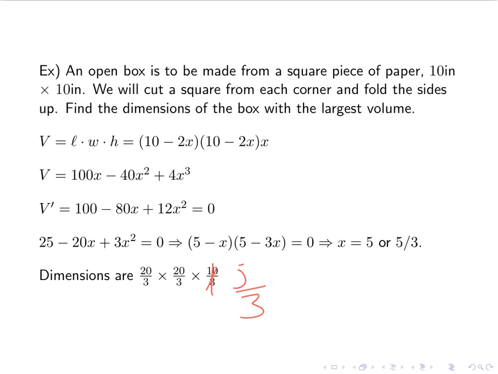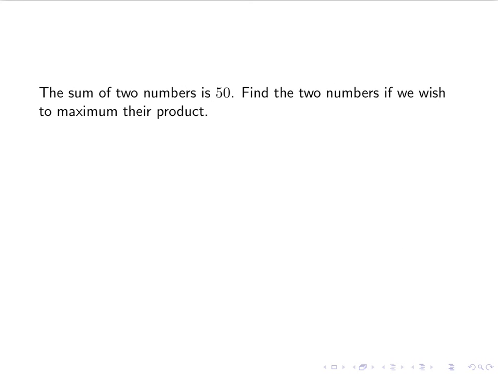Okay. Pay close attention to this one. It's a really popular problem, hint hint. You want to make sure that you know what's going on. But let's look at another one.